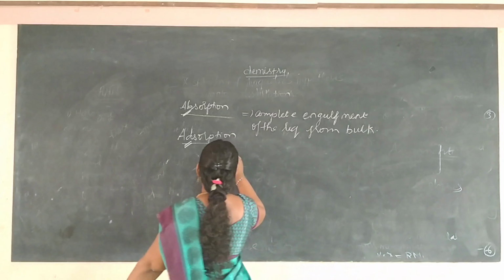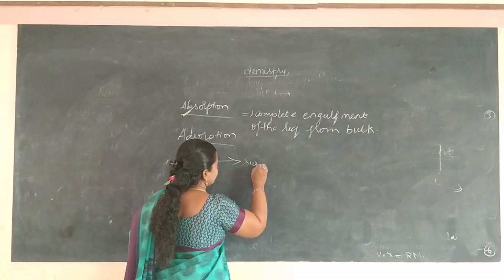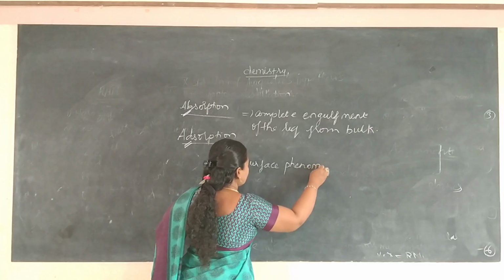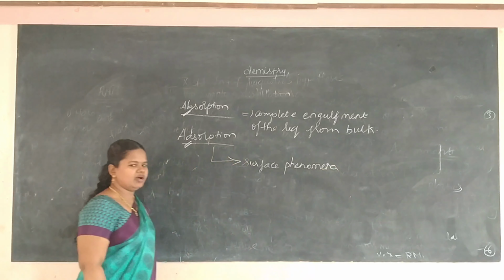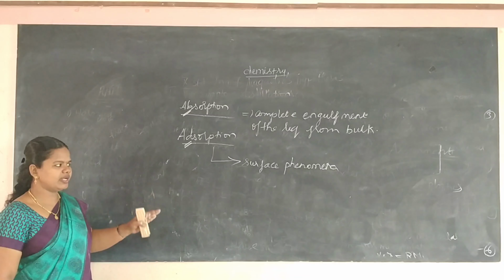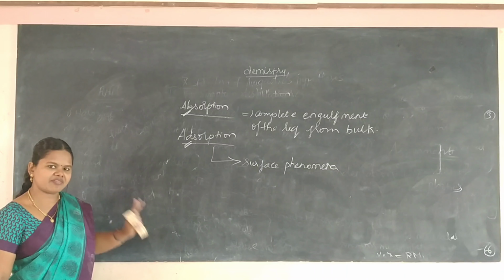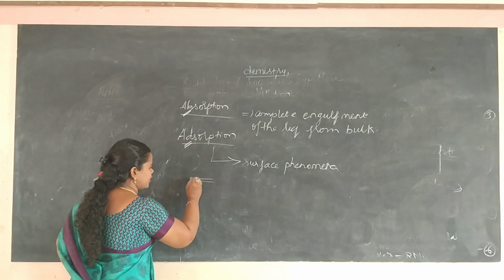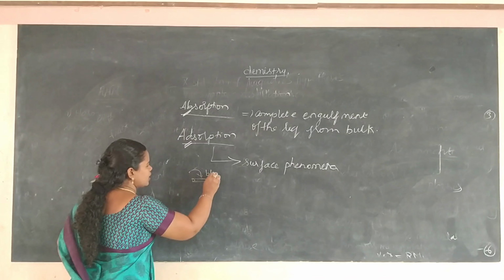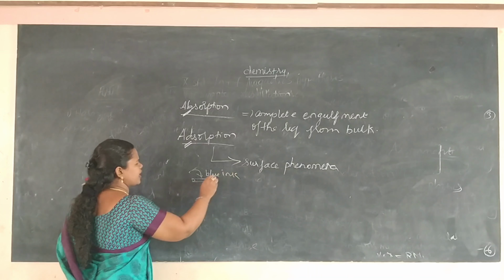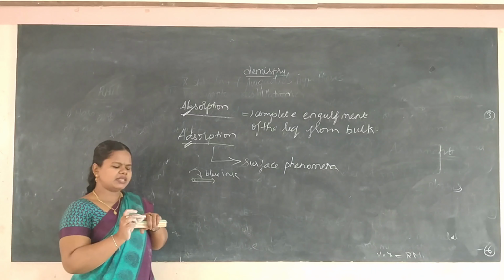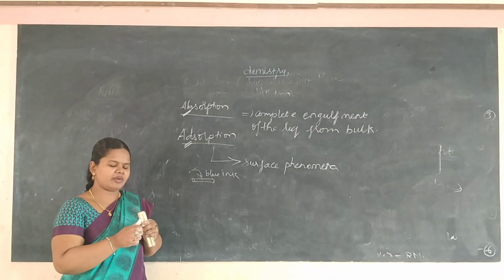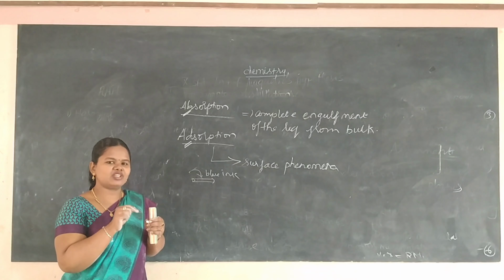And adsorption is a surface phenomenon. What is a surface phenomenon? The engulfment takes place only at the surface, not inside. For example, you take this chalk piece and spray ink, blue ink or something. When you spray this ink, the ink will be present at the surface. When you break this chalk piece, the ink will not be inside the chalk piece.